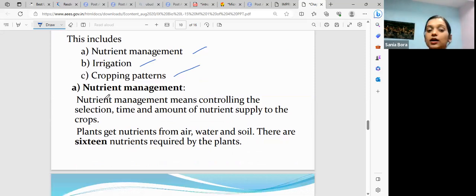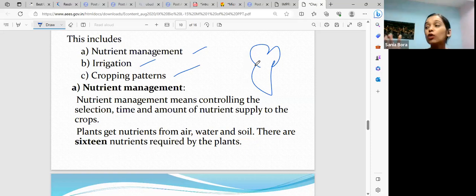Nutrition management means controlling the selection, time, and amount of nutrition supply to the crop. For example, I'm growing this crop. It doesn't mean that because a crop needs water, I'll pour the water and it will keep on flooding. No, there is a fixed amount that you need to pour for the plant.